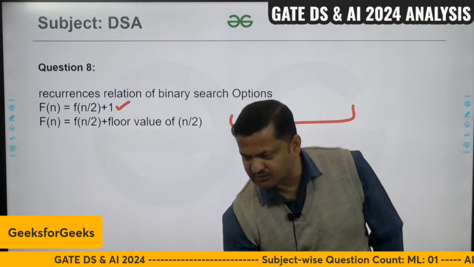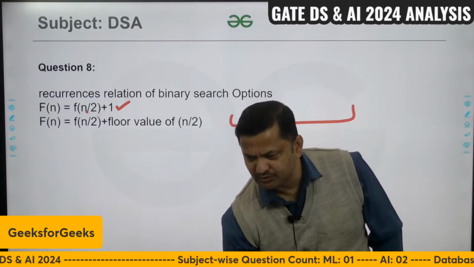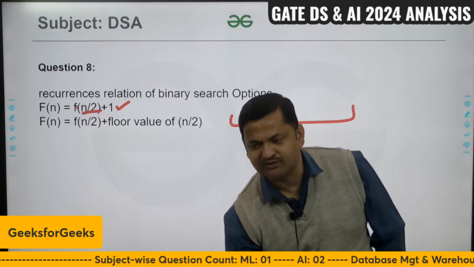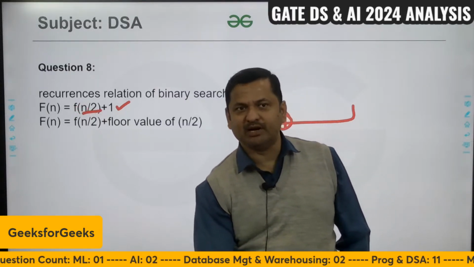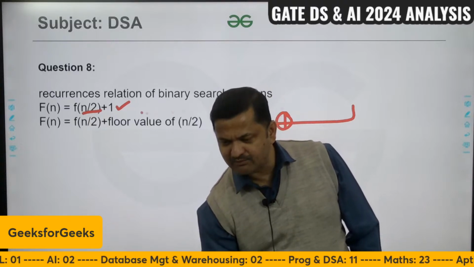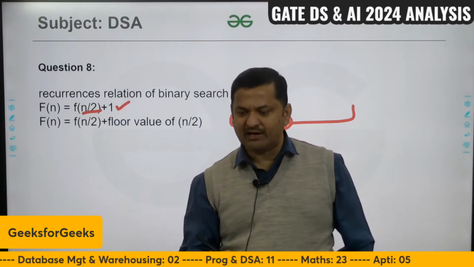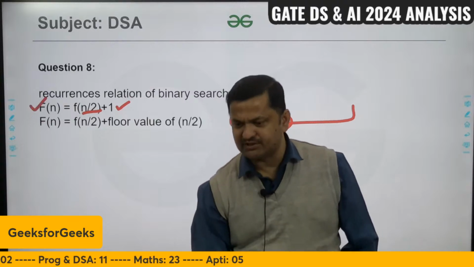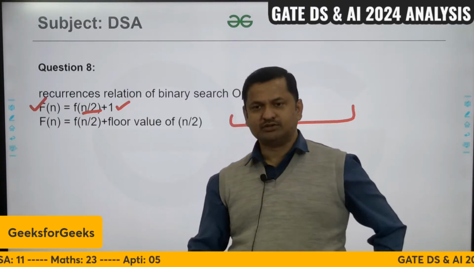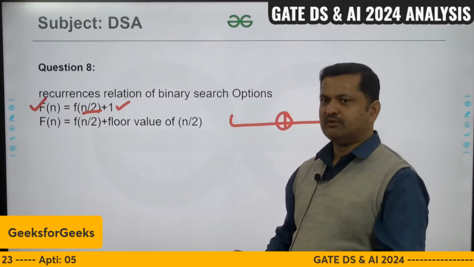So the entire sequence is divided into n by 2. This n by 2 is justifying that the function is required to be called on the remaining half of that particular sequence. So it is n by 2 and one comparison for the mid value. According to that logic, the first option is going to be the correct one. Okay, so this is the working principle of binary search.